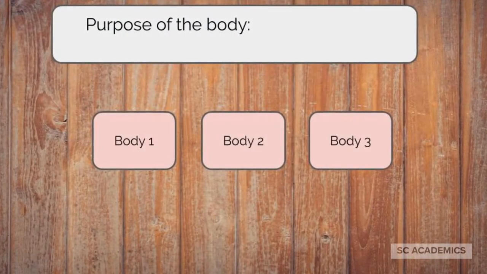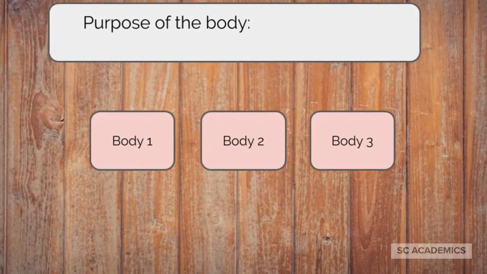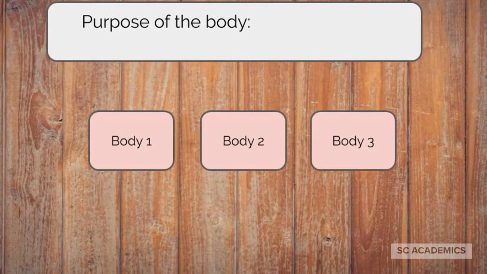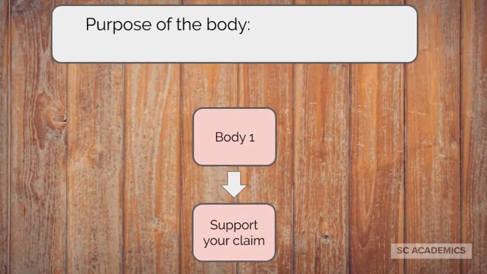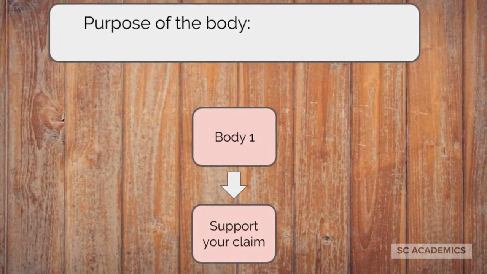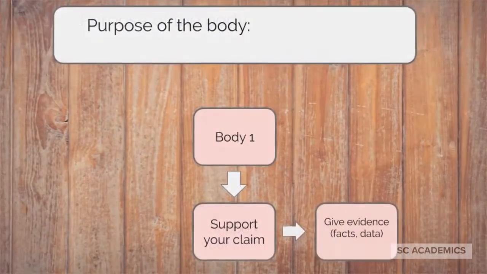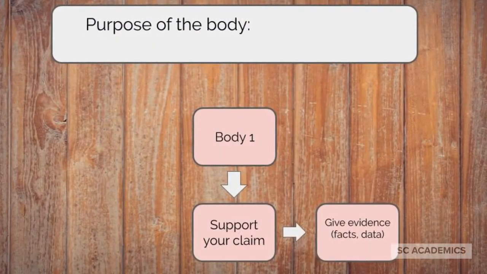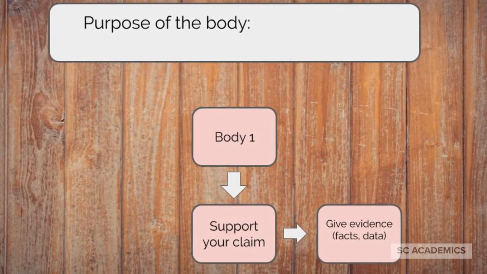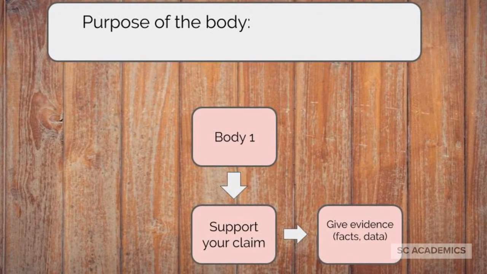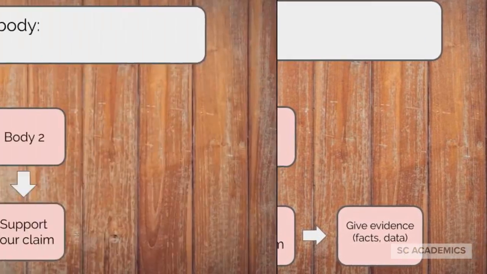Let's break down the purpose of the body section of the essay. This is a really important section, and it's going to make up the bulk of your argumentative essay. We're going to keep this really simple. The first body paragraph is used to support your claim. You're going to support your claim by giving evidence, and this includes things like facts, data, and statistics. Remember, your support needs to be something that the other side can't challenge very well.